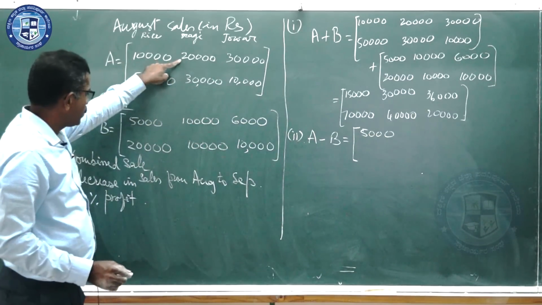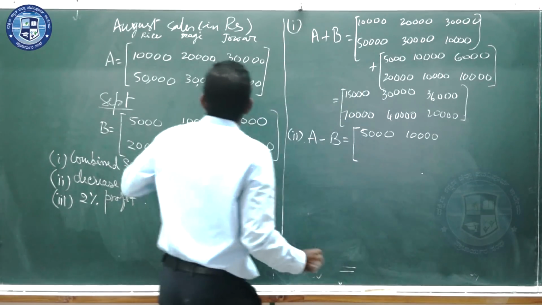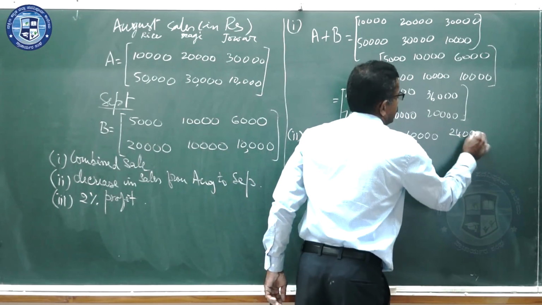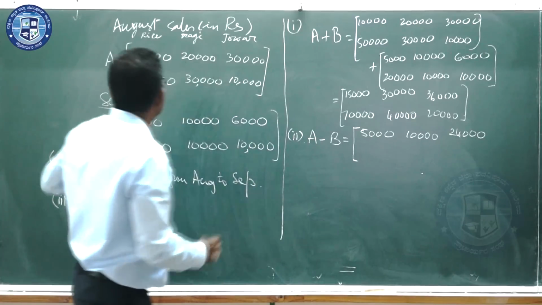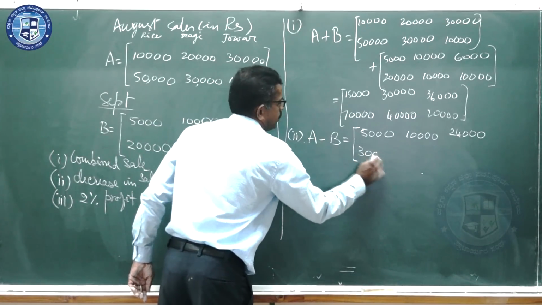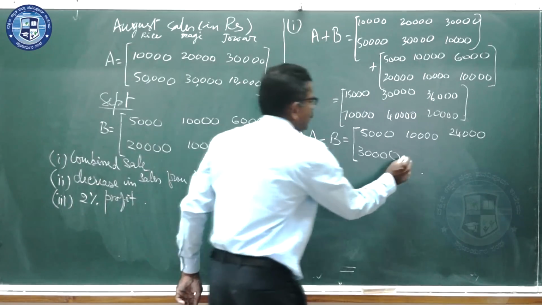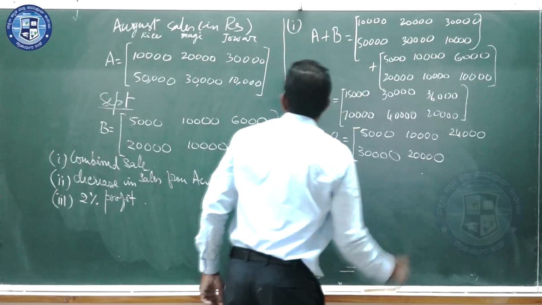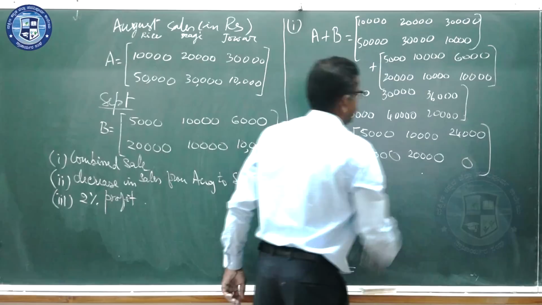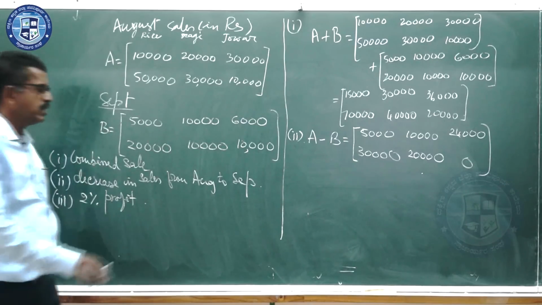Then what is 20,000 minus 10,000? It is 10,000. What is 30,000 minus 6,000? It is 24,000. Next we have 50,000 minus 20,000. It is 30,000. 30,000 minus 10,000, 20,000. 10,000 minus 10,000, it is 0. So this will be the answer for the second question.